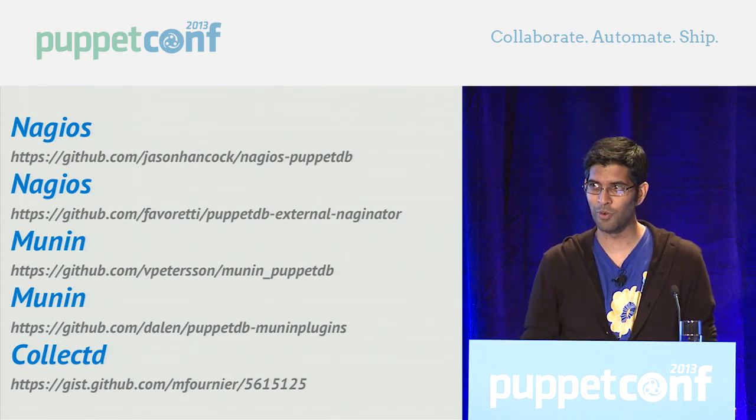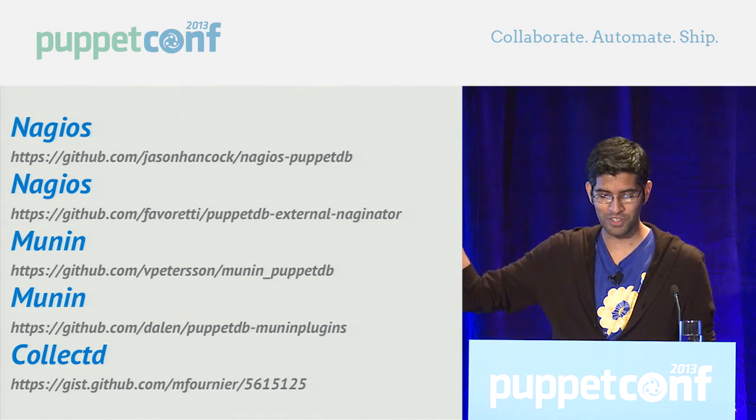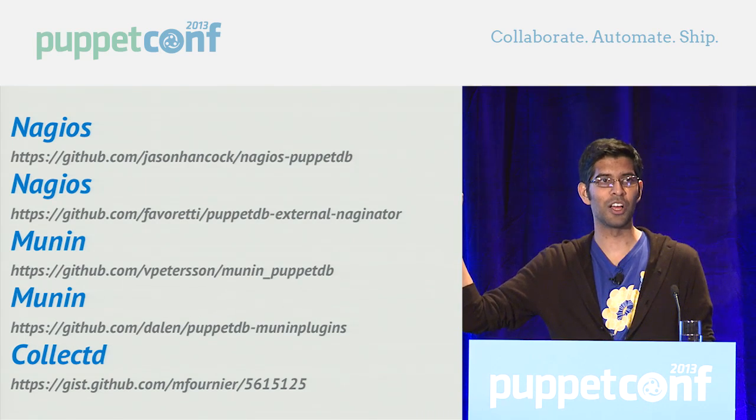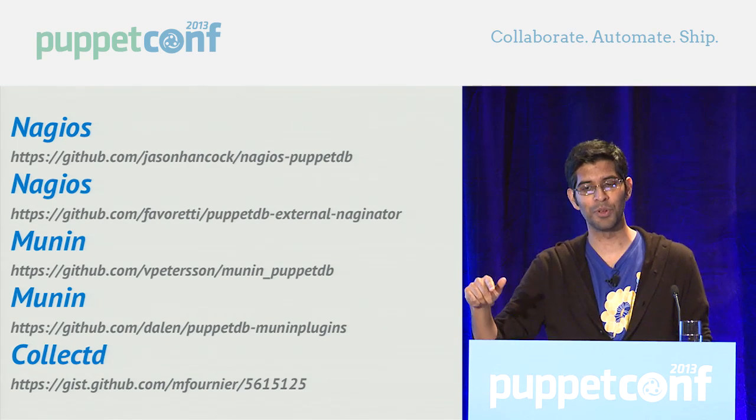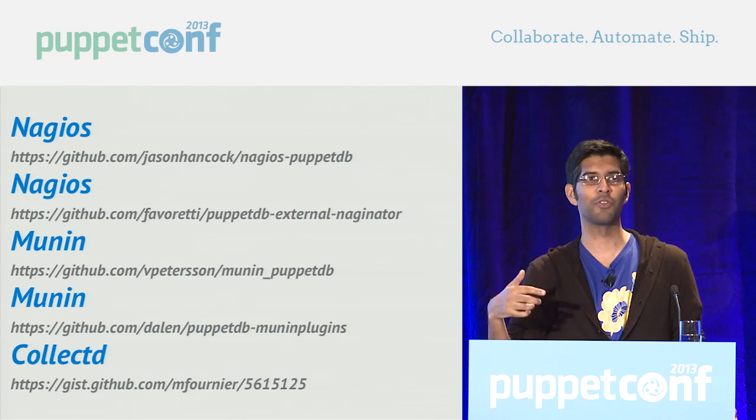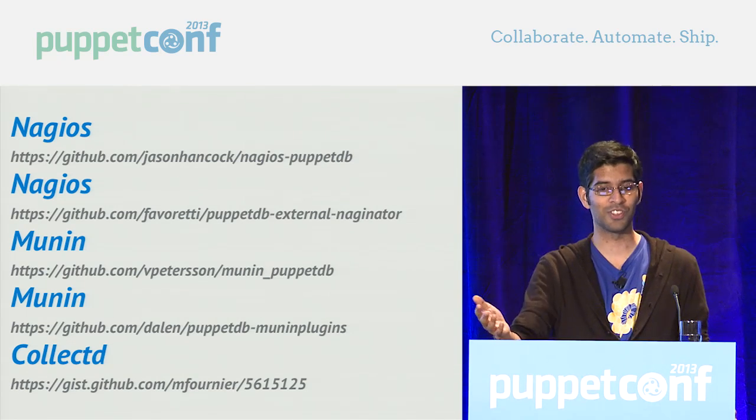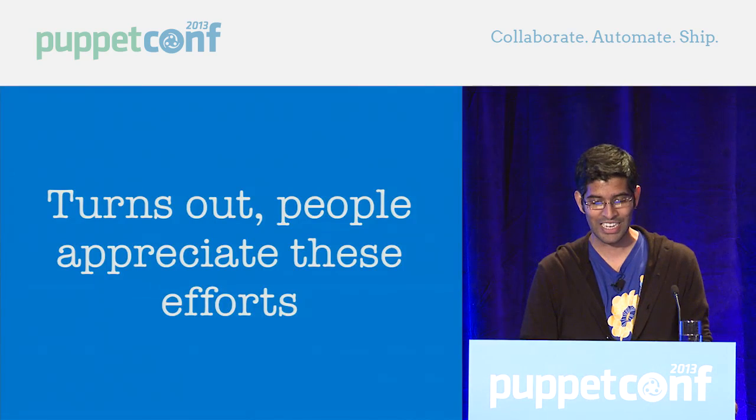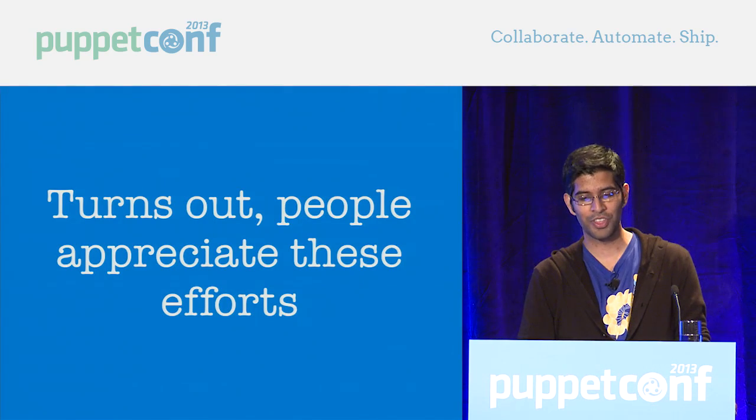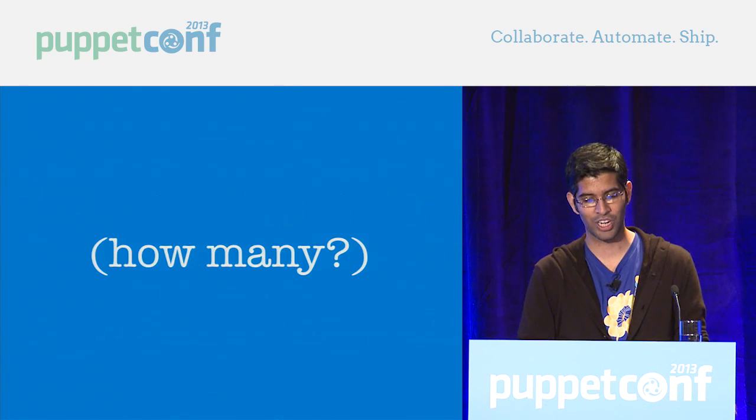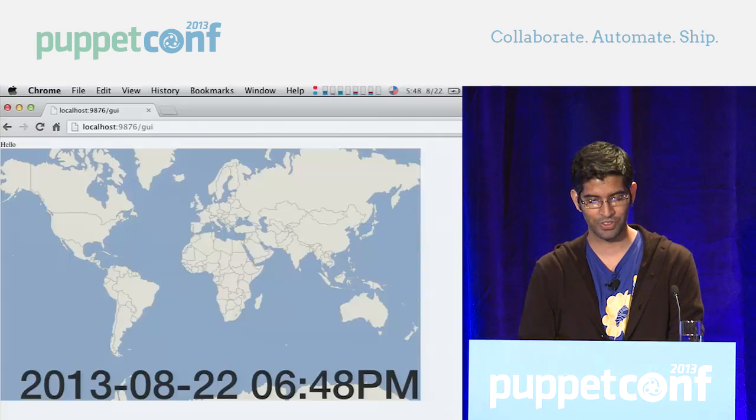Jason Hancock, who's in the front row, wrote Nagios PuppetDB, which is awesome. There's an external implementation of Naginator, so instead of using the built-in Puppet Nagios types, you can actually talk to PuppetDB directly to find all of your hosts, resources, services, and spit out checks. Two different implementations of union bindings, collectd. I mean, it just really turns out that people appreciate all the details that I think we took care of when we built this stuff.